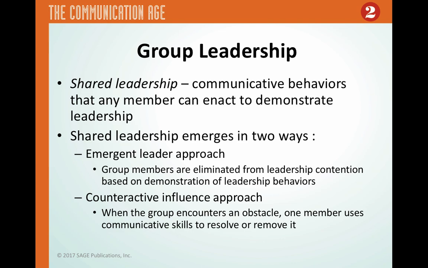And then there's the counteractive influence approach. What this basically gets at is when the group encounters an obstacle, one member uses communicative skills to resolve or remove it. It's individuals that can take problems and turn them into solutions. And this is another way in which leadership emerges.